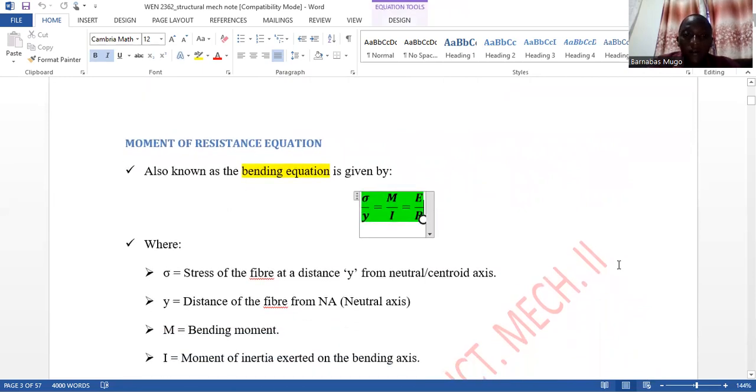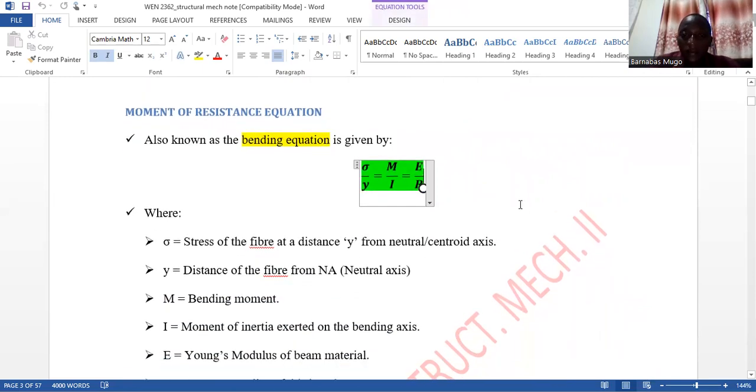The moment of resistance equation is given by this equation that you can see here. It is also the bending moment equation. Reason being, we have just said that the sum of the moment of resistance is equal to the sum of the bending moment. And therefore, they are going to share the same equation.